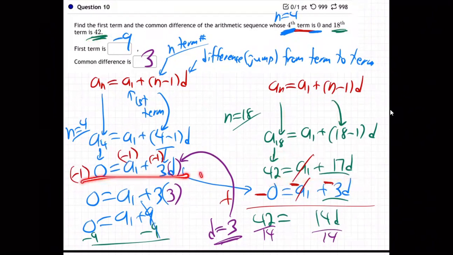Multiplied through by -1, put it under here, added up the two equations. A1's canceled. 17d minus 3d is 14d, d is 42 divided by 14, d is 3. And then plug that into this equation, or you can plug it into this one. It doesn't really matter. Plug it into either one, and you get 9, subtract the 9, a1 is -9.